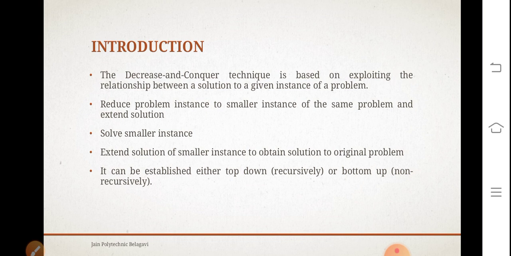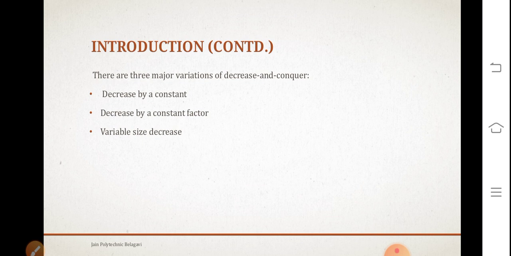So here in decrease and conquer, there are three major variations. First is decrease by constant, then decrease by constant factor, and variable size decrease. So we'll learn what is decrease by constant, what is decrease by constant factor, and what is variable size decrease. So let me move to the next slide. As I told you, there are three major variations of decrease and conquer: decrease by constant, decrease by constant factor, and variable size decrease.